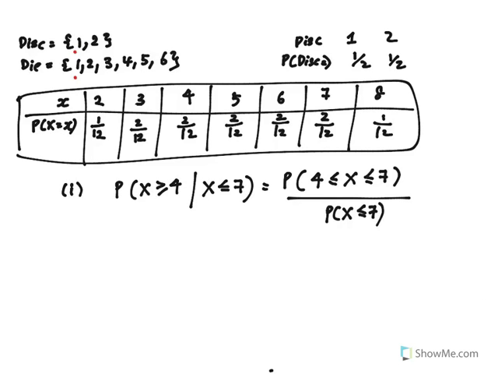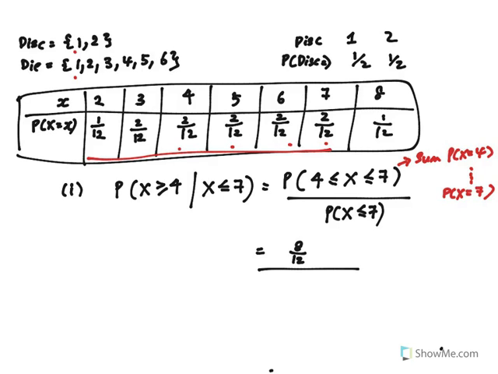So from here, how do we go on? What is the probability of X being between 4 and 7? Here you can just sum the probability of X equals 4 all the way to the probability of X equals 7: 4, 5, 6, 7. And you should easily have 8 over 12. And in the denominator, for X less than or equal to 7, it's basically everything here.